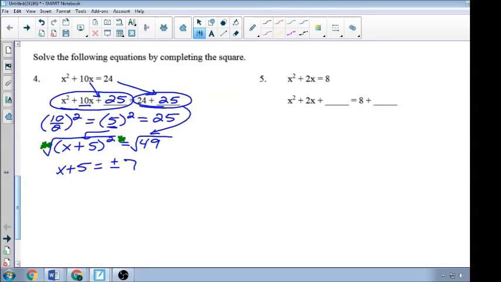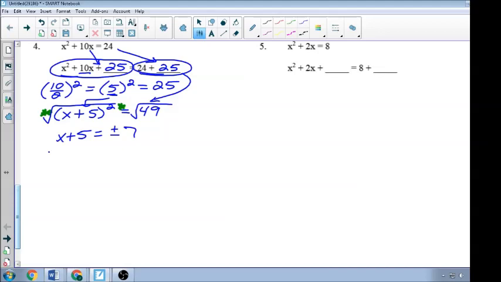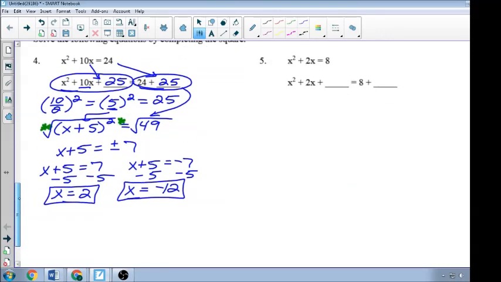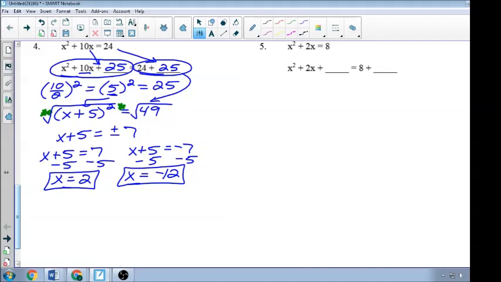Okay? Now, because I do have plus or minus, I do have two separate equations. I can go ahead and split those up now. x plus 5 equals 7, and x plus 5 equals negative 7. Can subtract the 5 from both sides, so x equals 2. Subtract the 5 from both sides, x equals negative 12. And that is how we use completing the square to solve an example.